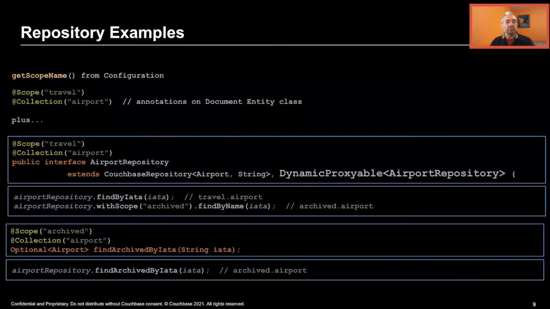So if you were to use this without specifying a scope or collection, you'd get it from travel.airport, which was specified in the annotations. And if you specify a different scope by using the withScope method from the proxy, you would get it from the scope archived and the same collection airport. The next example just shows the scope and collections on a method itself. So these would get it from the archived scope and the collection airport. And using that method, we'll get it from those, the scope and the collection.